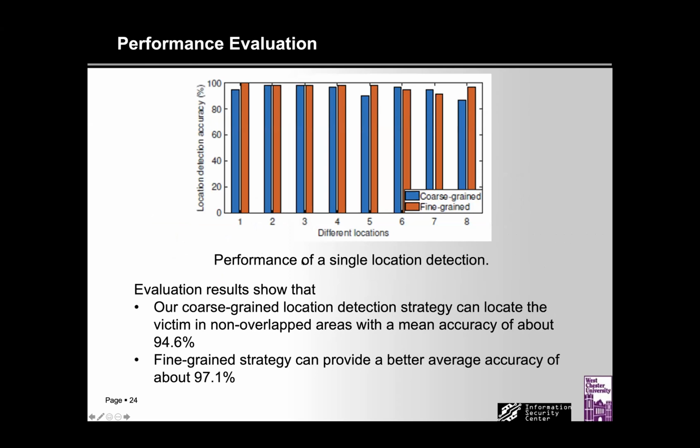So here we show you the performance evaluation result. You can see that for the coarse-grained detection and fine-grained detection for a single location, from this figure we have 8 locations, and our coarse-grained location detection strategy can locate the victims in non-overlapping areas with a mean accuracy of about 94.6%. And the fine-grained strategy can provide a better average accuracy of about 97.1%. So that's the overall performance evaluation of our system.